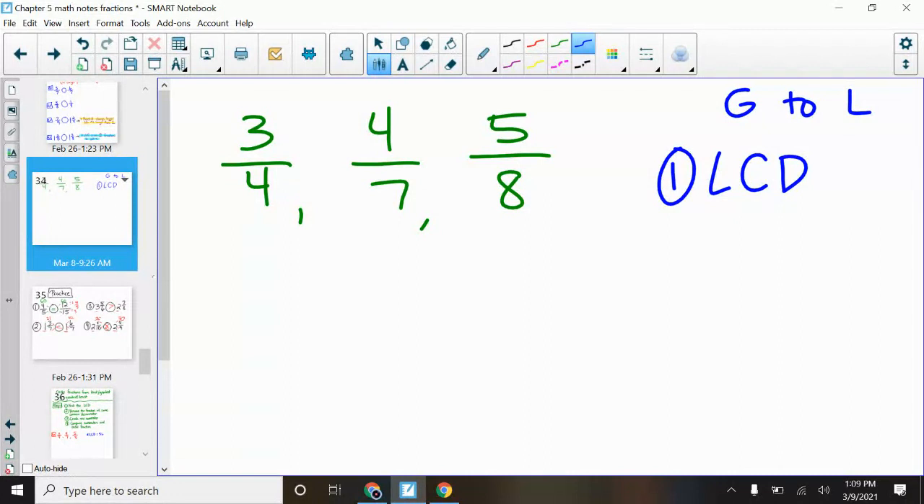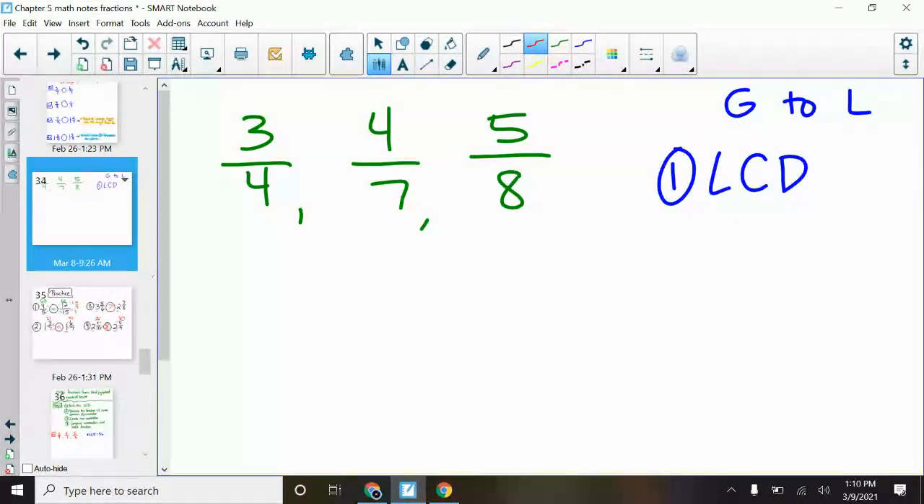All right. Addison thinks she remembers. Addison, how do I find the least common denominator? So what you need to do for some people, like those who are visual learners, is take 4, 7, and 8, and list the multiples of them.